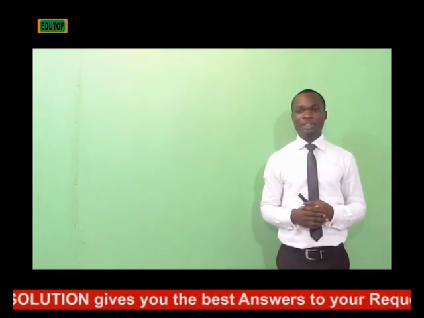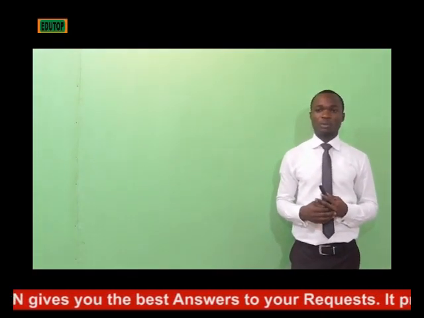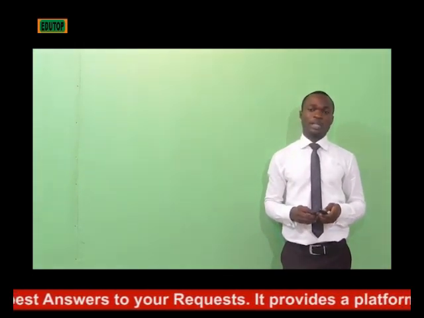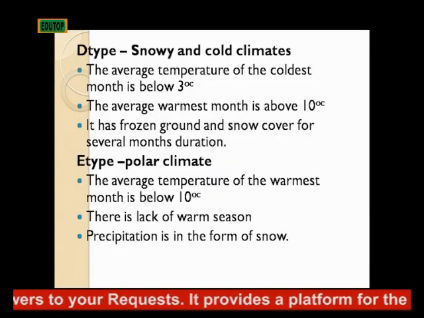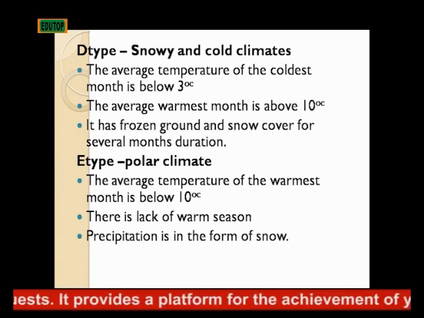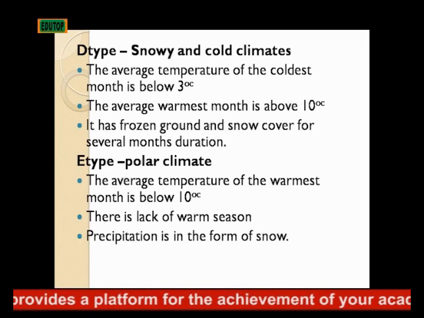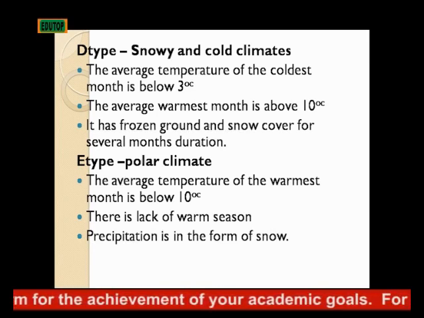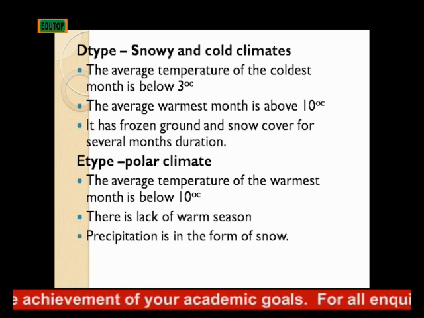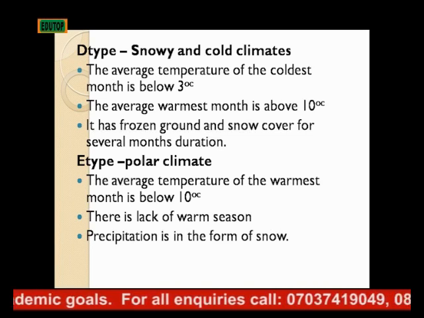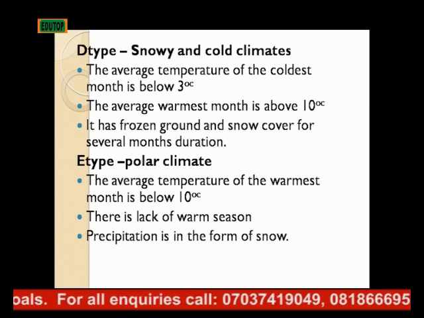Let's also look at the D type, described also as snowy and cold climate. In this type of climate, the average temperature of the coldest month is below -3 degrees Celsius, whereas the average warmest month is above 10 degrees Celsius. And this climate also has frozen ground and snow cover for several months.